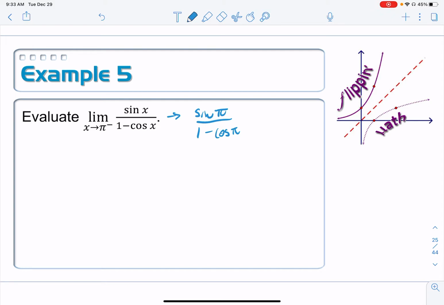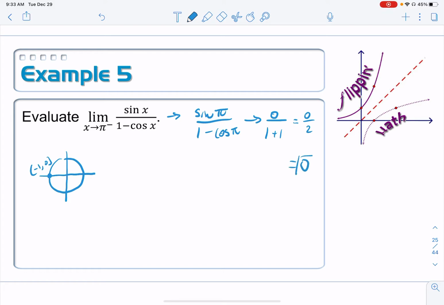Well, I probably want a unit circle in here. What a lovely circle that was. Okay, and then we're talking about pi, which has the coordinate (-1, 0). So the sine is 0 and the cosine's -1. So I have a 0 on the top. So far so good. And then on the bottom I have 1 minus -1, which is 1 plus 1, which is 2, so 0 over 2 is just equal to 0. Look at that, no L'Hopital's rule.